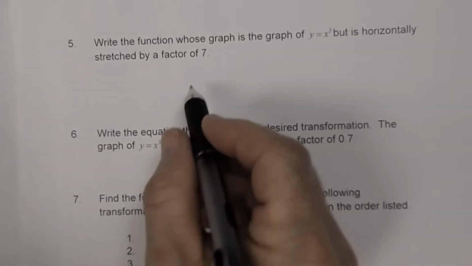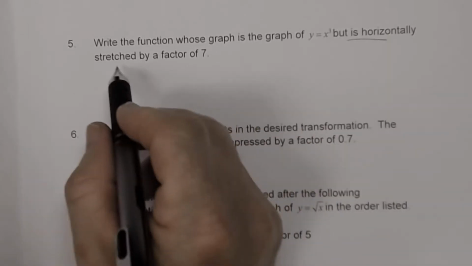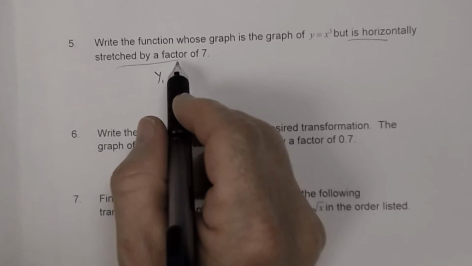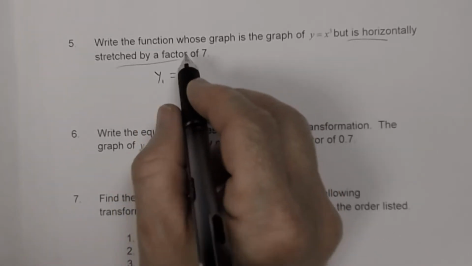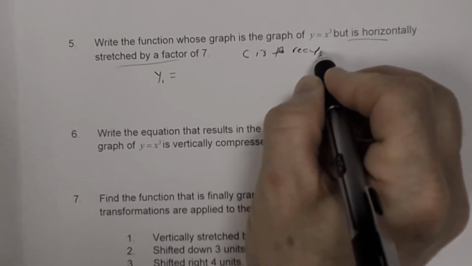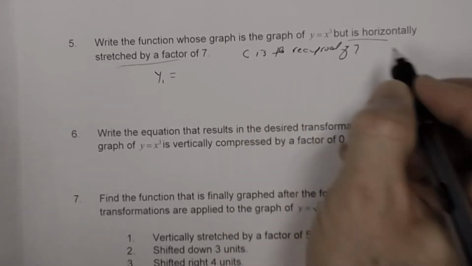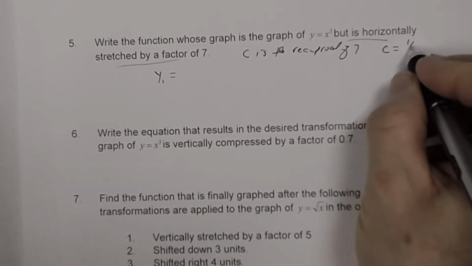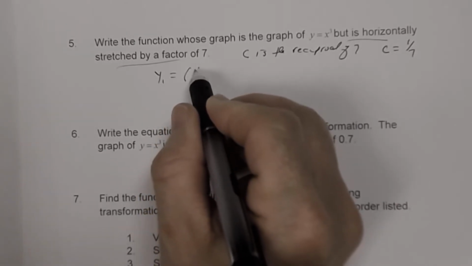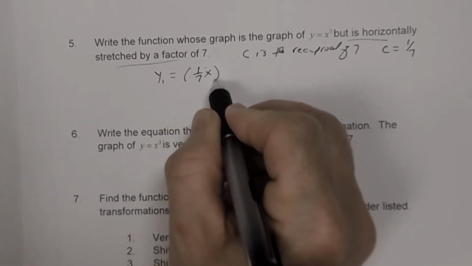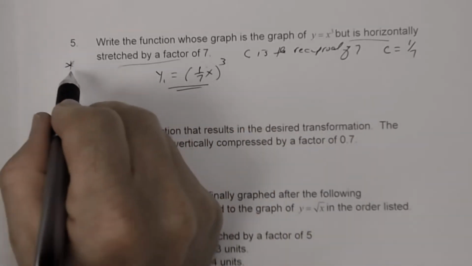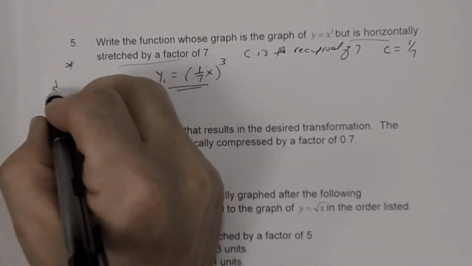So in this number, there's only one transformation, and your first transformation was to stretch horizontally by a factor of 7, so that means that C is the reciprocal of 7, which means C equals 1 divided by 7. Okay? So we're going to get 1 divided by 7 x cubed. So that's the answer. All right, so that one was hard, so just make a note of that. That was a difficult one. This is difficult to understand.